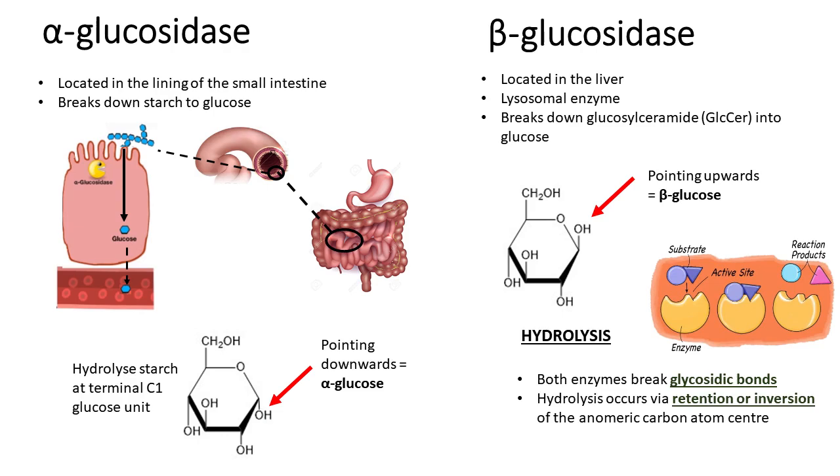Both enzymes catalyze reactions by breaking down glycosidic bonds within their substrates, and essentially they go about a process called hydrolysis. Inhibitors of glucosidase are either naturally occurring or synthetically produced.